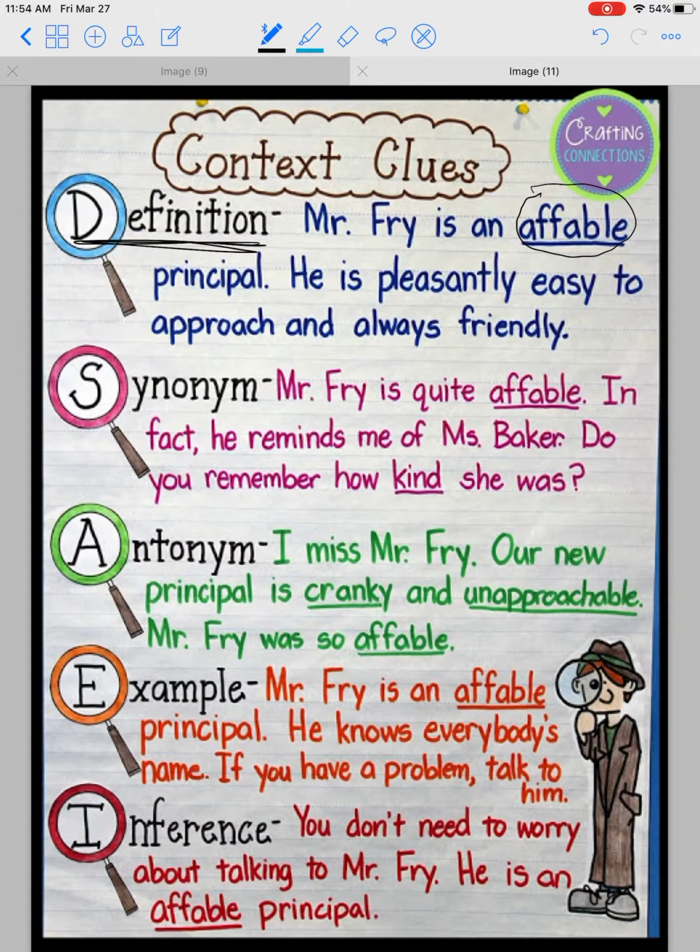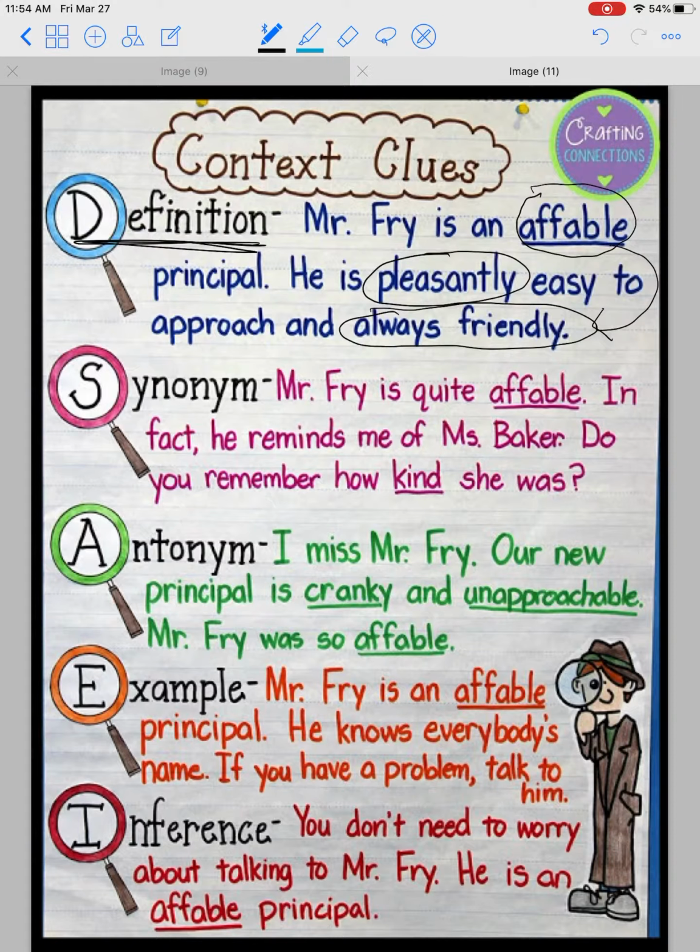So we can see that if we had just read on to the next sentence, the author gives us key words. He is pleasantly easy to approach and is always friendly, which gives me the clue that maybe affable means always friendly and always pleasant.